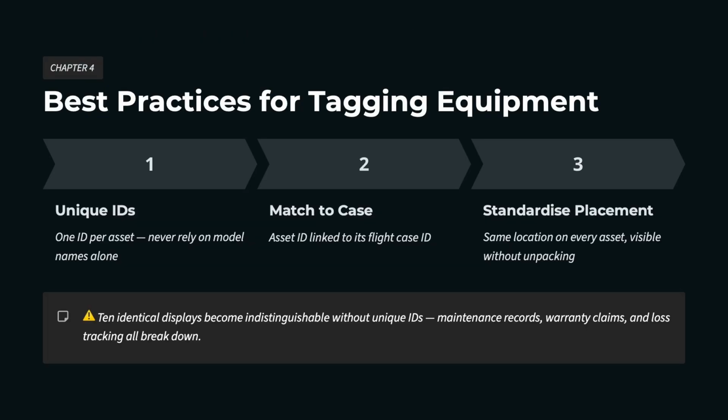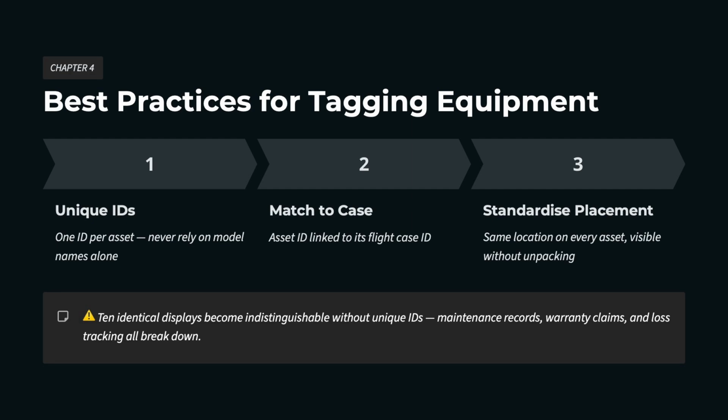Here's an ID strategy that you could use. Assign unique IDs per asset and match asset ID to case ID or project ID. And never rely solely on model names. Ten identical displays become indistinguishable without unique IDs. Make sure that you have a standardized location for tags on every asset. Make sure the tag is visible without unpacking. And make sure it is consistent across your fleet.